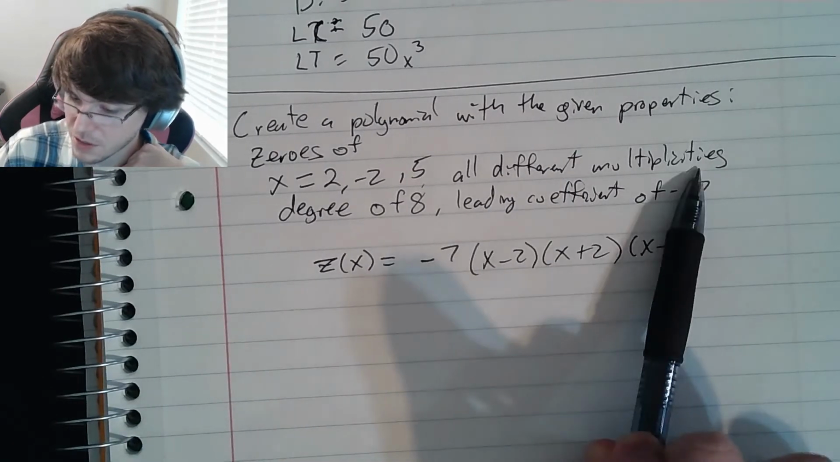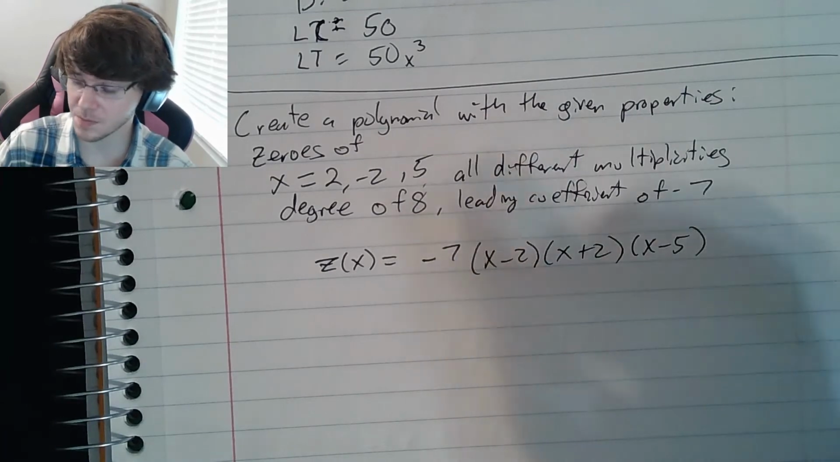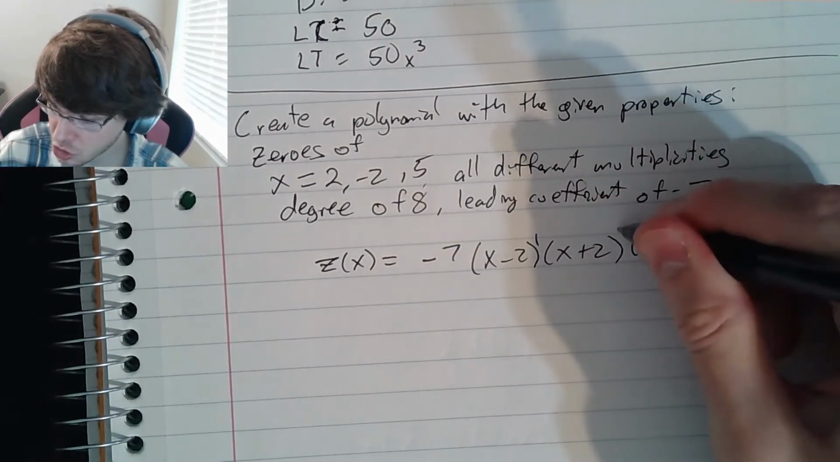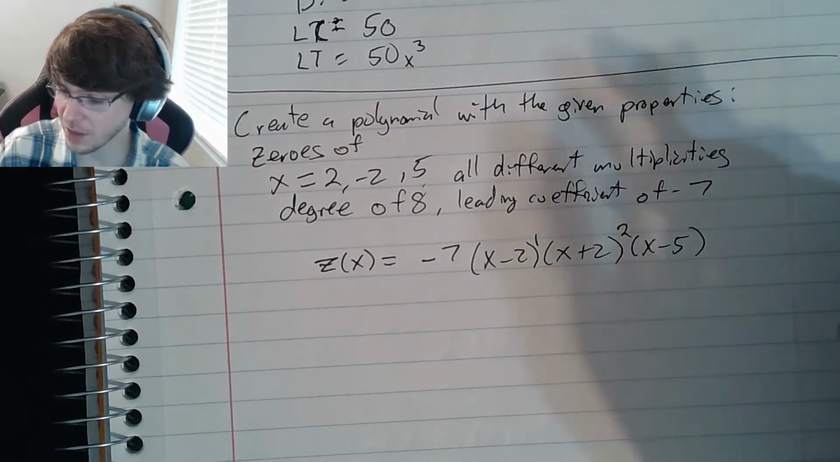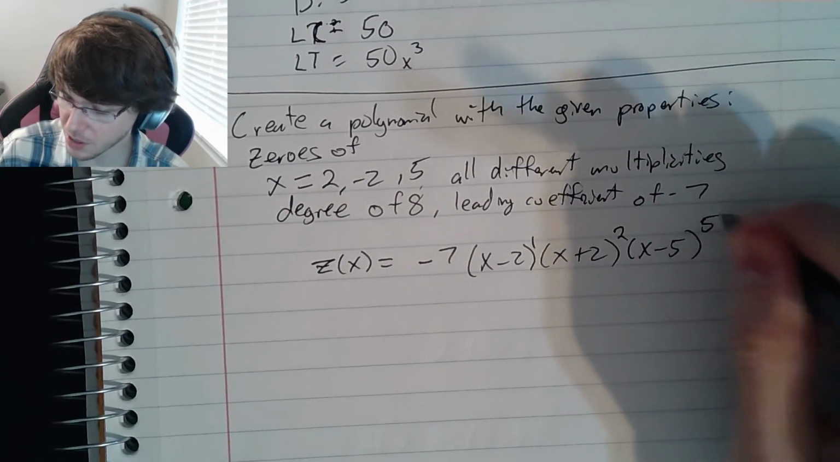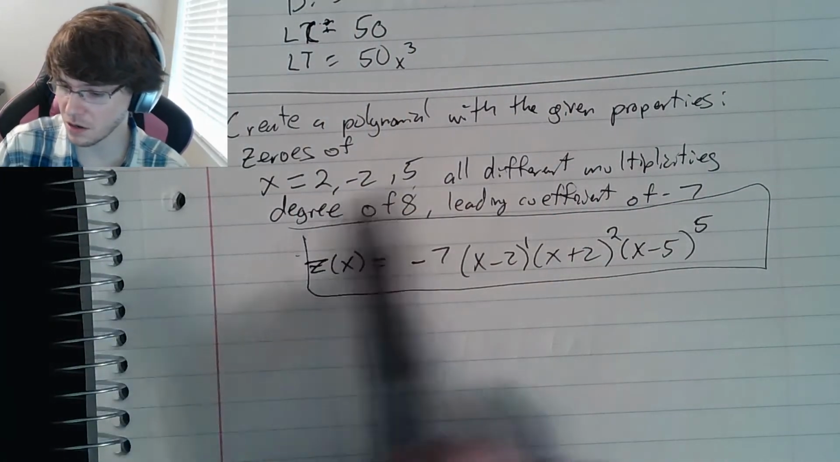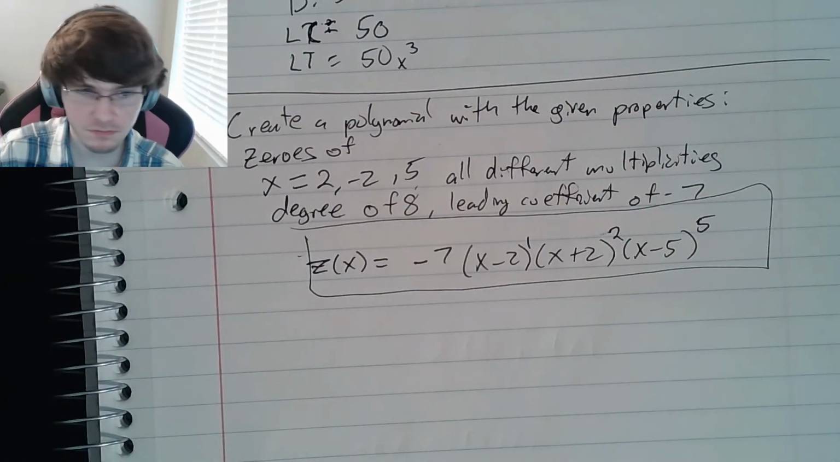I asked for all different in a degree of 8. So they need to be 3 different numbers, and they need to add up to 8. So I'm going to have about 1, 2, because those are different numbers, and now they have to add up to 8, so 1 plus 2 is 3, and 5 more to get to 8. And that's it. I have done all the stuff that I was asked for.